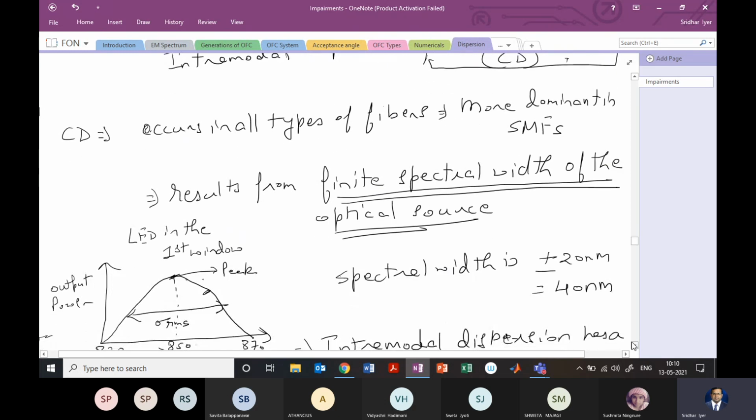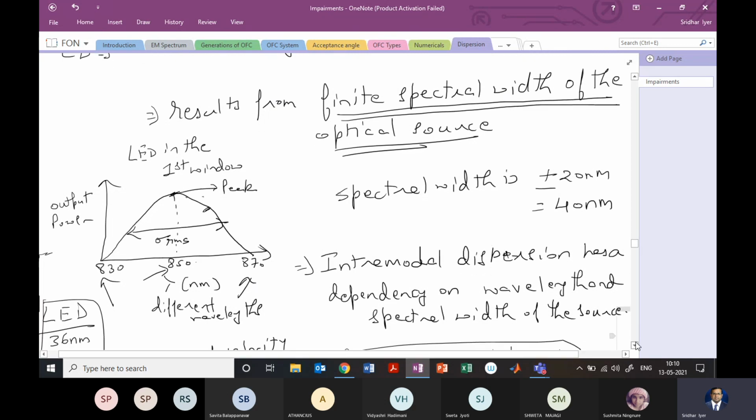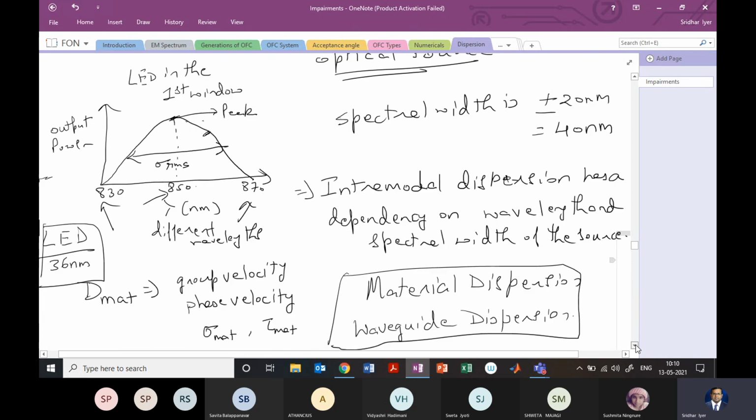So that is known as spectral broadening, which you can see on the graph on the left hand side. This is just an example of an LED which is operating with a spectral width of plus minus 20 nanometer about the central wavelength of 850 nanometer. So in general, LED will give us a width of about 36 nanometers. So that's not a good scenario, but we need to work with it.